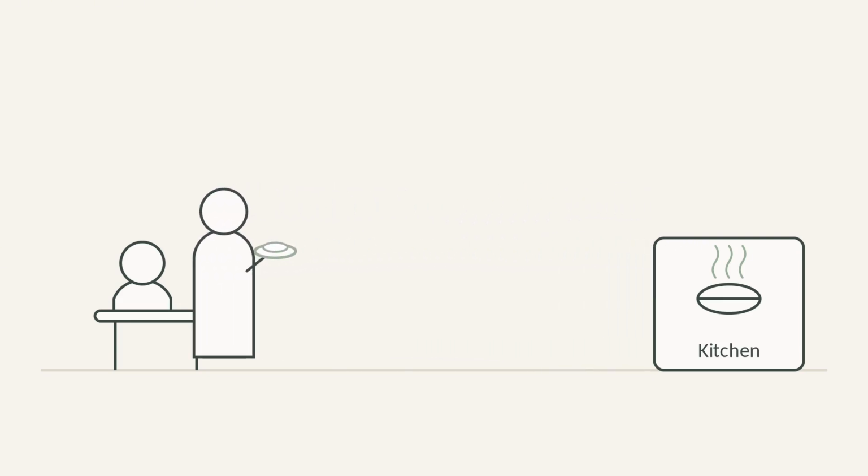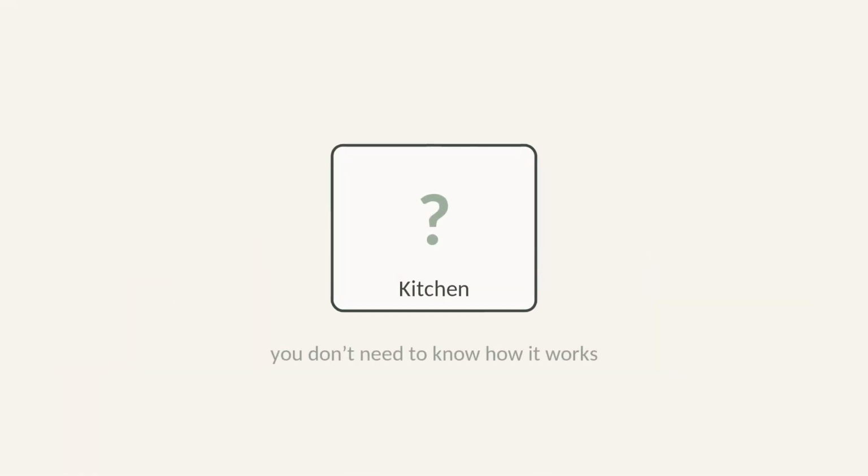Notice what you didn't have to do. You didn't need to know how the kitchen works. You just had to make a request, place the order, and the waiter handled the rest. The waiter is the API.